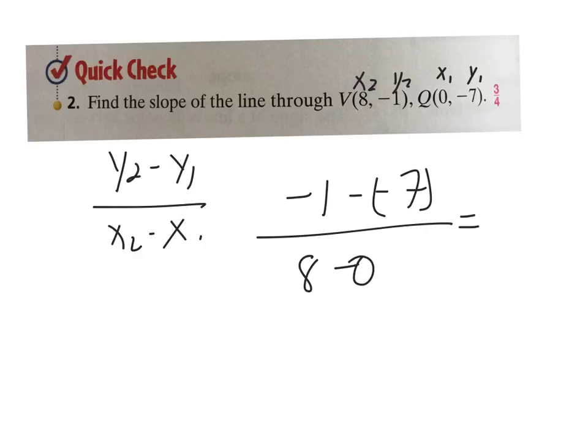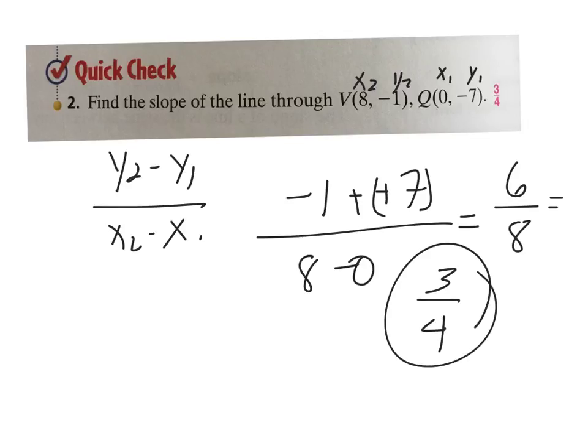This is where you really got to know your integer operations, right? That double negative thing. So on the top, I'm going to get, let's see, -1 plus 7, really. Once we cancel out those double negatives there, that's going to give us 6 on the top, and 8 minus 0 is 8 on the bottom, which does reduce to positive 3/4.